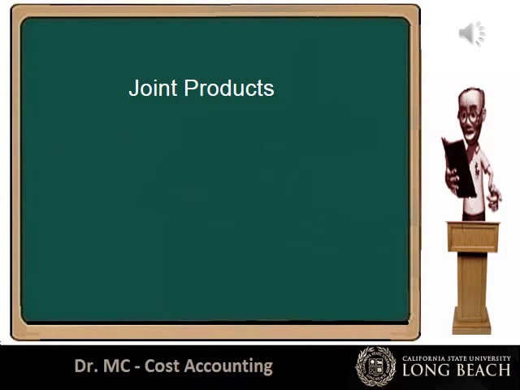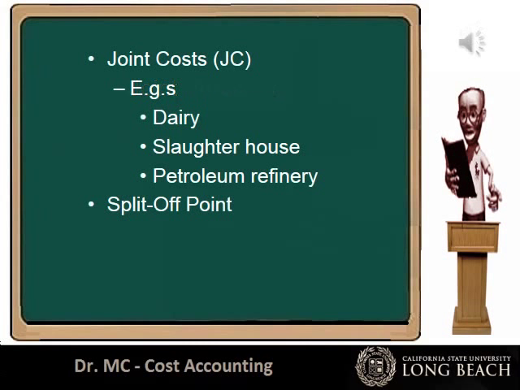In this lecture we will discuss joint products. Joint processes involve situations where a company spends money on a process that eventually produces more than one product. At the time that the company is running the process, however, the individual products cannot be identified.